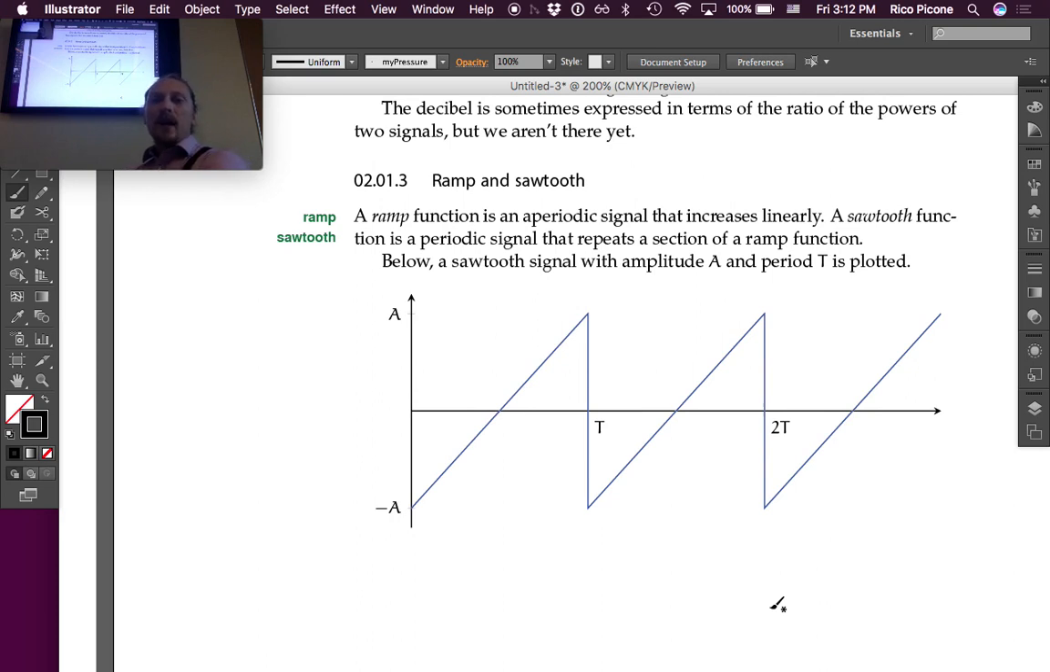Ramp and sawtooth functions. A ramp function is an aperiodic signal that increases linearly forever. A sawtooth function is a periodic signal that repeats a section of a ramp function over and over again, so it kind of looks like a sawtooth.